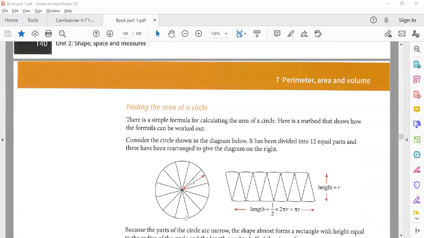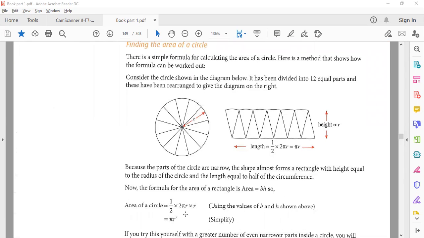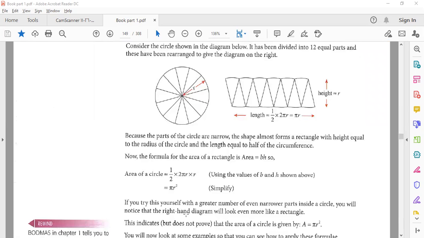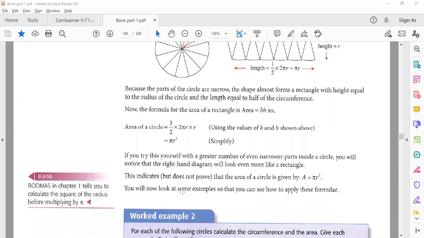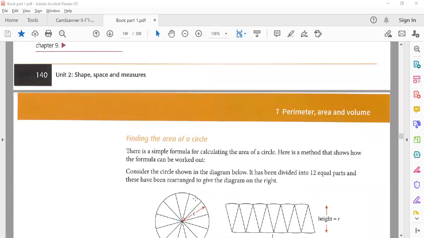Find the area of a circle. Here you see we have an area. If you go from the center toward the outer layer of the circle, that's your radius, and with the help of this we can find the circumference. To find the area of a circle, first of all we divide 2 pi r by 2, so we get the answer pi r square. With pi r square we can find the area of a circle, and for the perimeter, it is just 2 pi r.